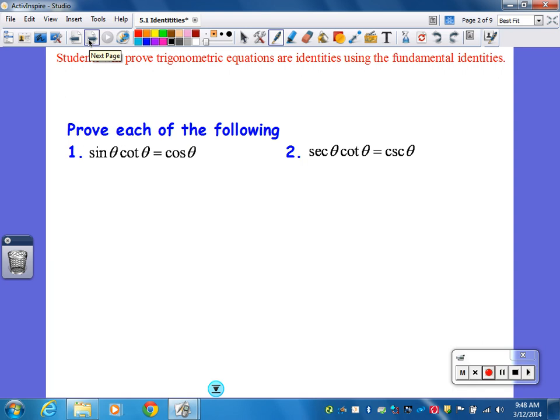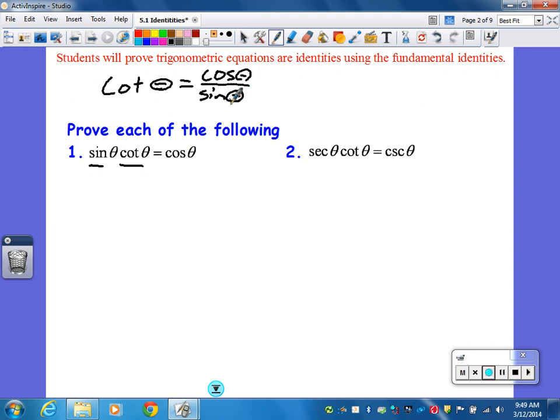Okay, sine theta, cotangent theta, cosine theta. Anytime I'm proving any identity, one thing I want to look for is which side do I have more? What do I know? Okay, so looking at number 1, I have sine theta, cotangent theta. Well, sine theta, you can kind of leave that. We want to look at cotangent theta and think about what is that? What is cotangent theta? Well, we know cotangent theta is equal to cosine theta over sine theta.